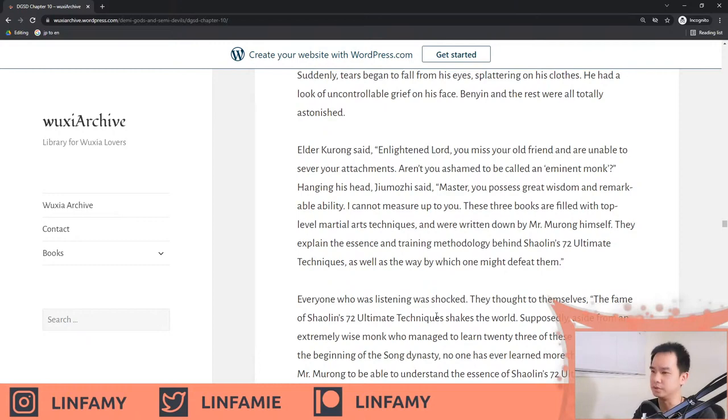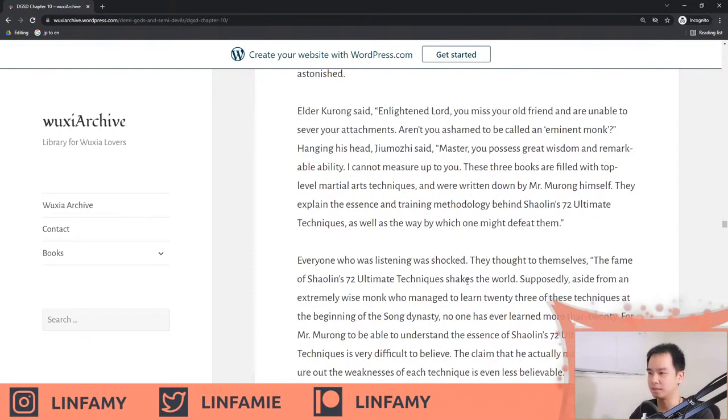Hanging his head, Jiumozhi said, "Master, you possess great wisdom and remarkable ability. I cannot measure up to you. These 3 books are filled with top-level martial arts techniques and were written down by Mr. Murong himself. They explain the essence and training methodology behind Shaolin's 72 ultimate techniques, as well as the way by which one might defeat them."